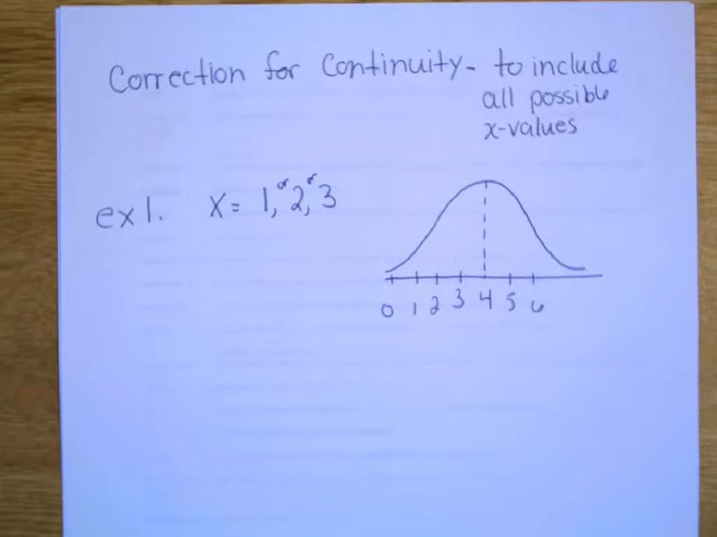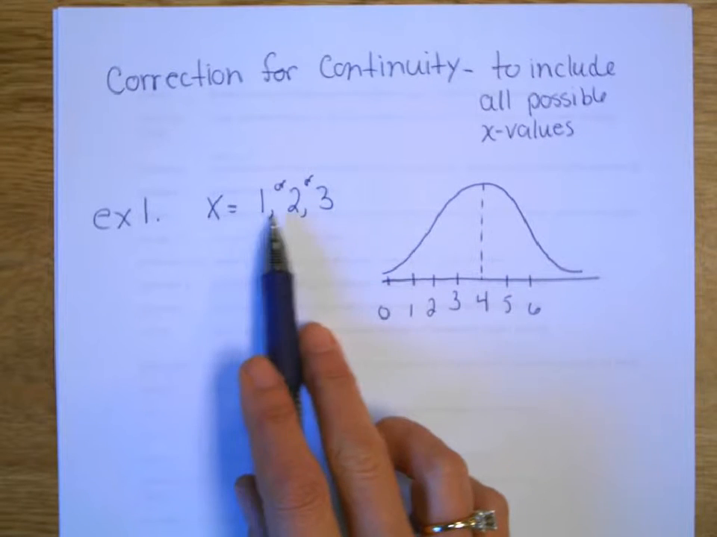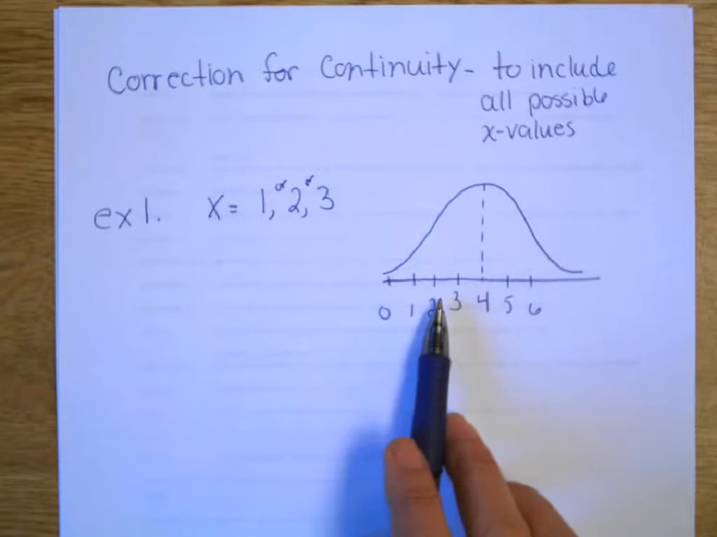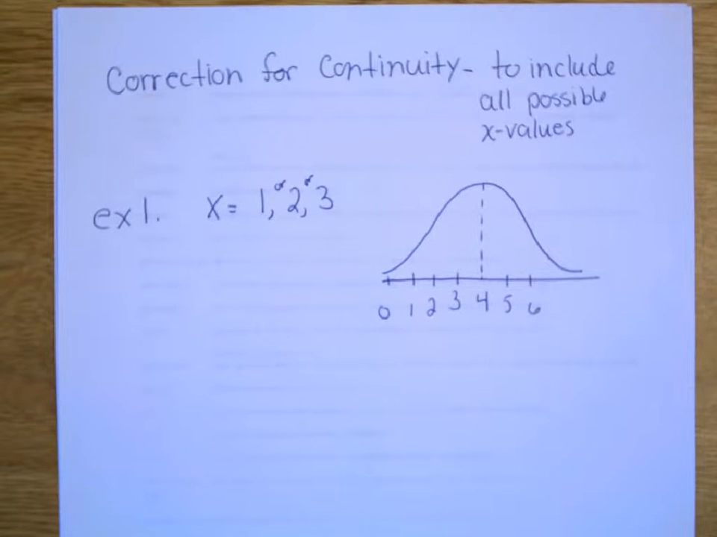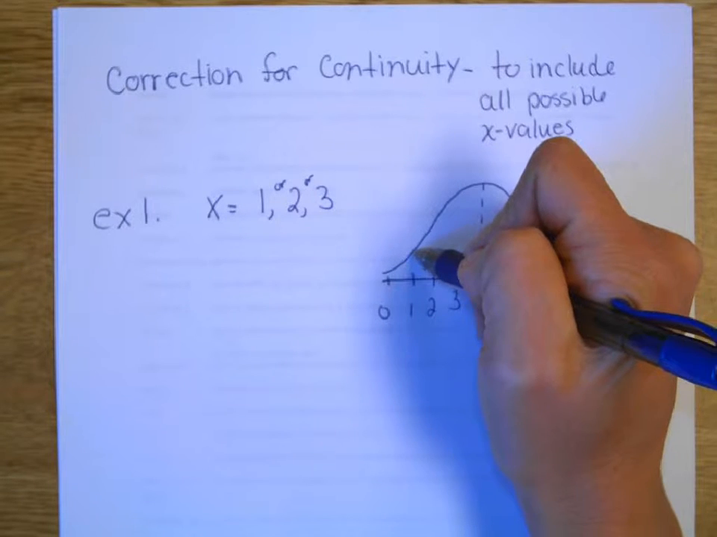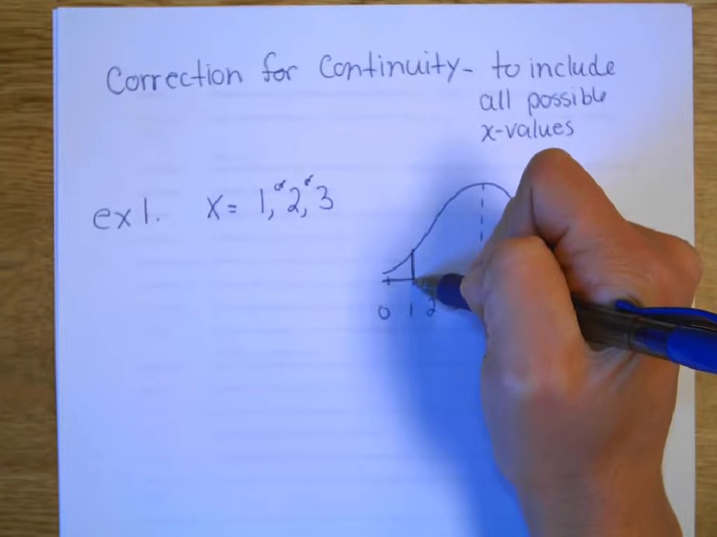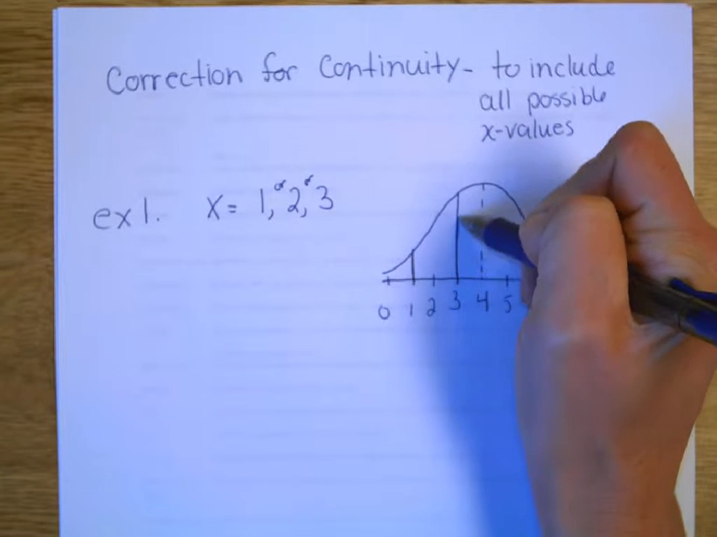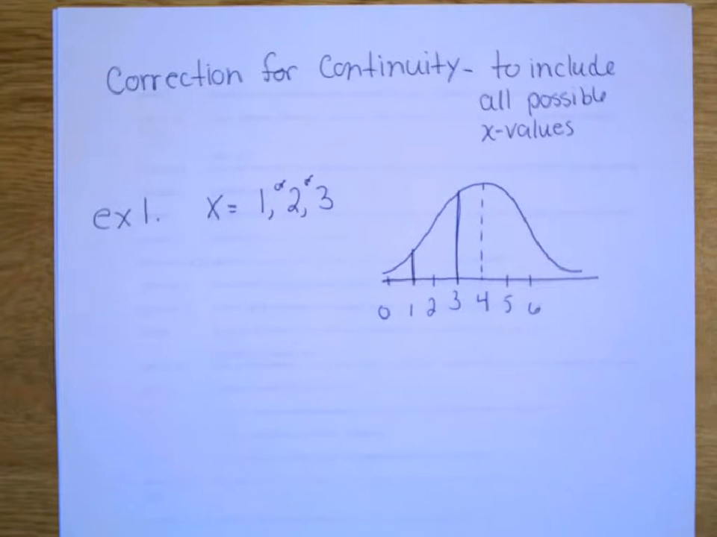When we did binomial distributions, we couldn't have 1.5 successes. You either had a success or you had a failure. So in the binomial world, x could only take on whole numbers. In the normal world, it's a continuation through the whole number line because we shade everything. So 1 starts here, according to my graph, and 3 stops here.